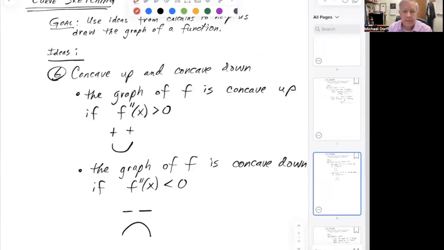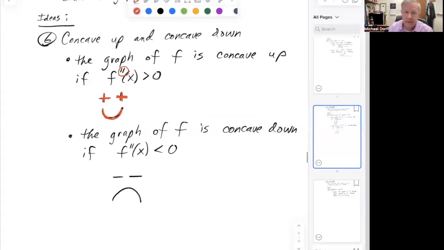Concave up and concave down. The graph of f is concave up if the second derivative is greater than 0. I like to think of that as the second derivative is positive, so we have a plus. I write 2 positives here because it's the second derivative, and that gives me a smiley face, and it's concave up. If the second derivative is negative, we have a negative sign here. I write 2 of these because it's the second derivative, and that gives me my frowny face or my stormtrooper face, and it's concave down.